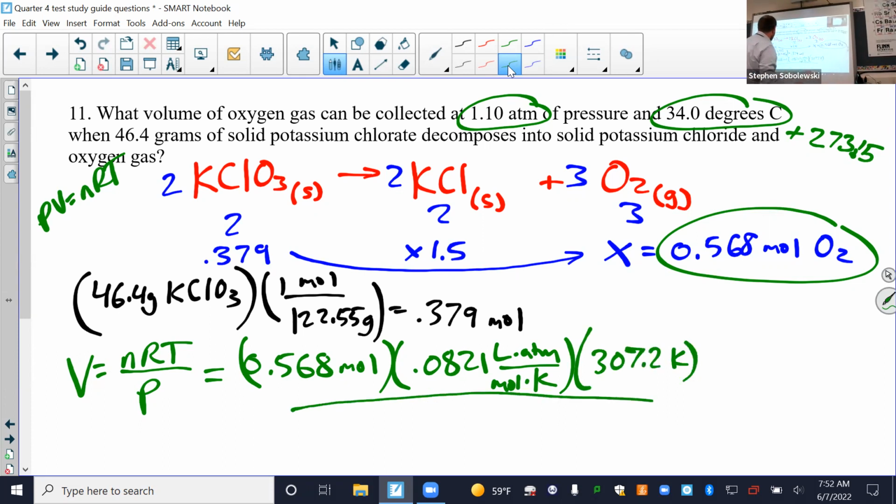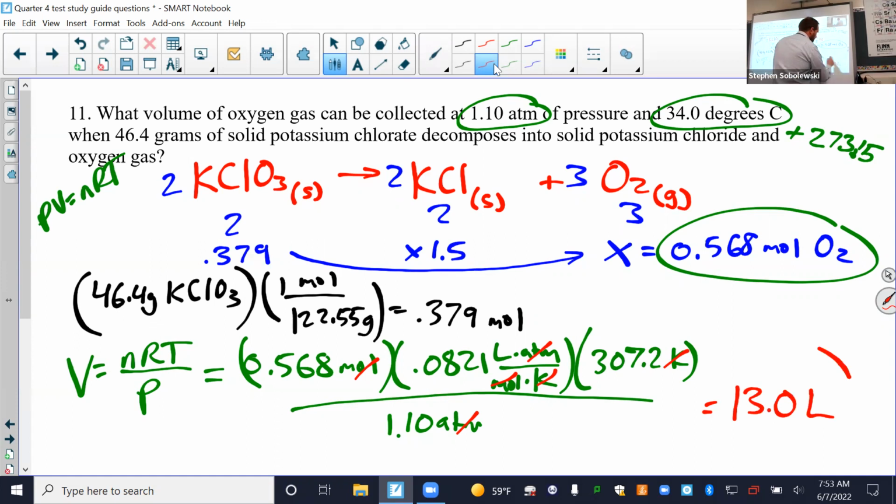We divide that by pressure, which has to be in atm, and it gave it in atm, 1.10 atm. Let's make sure: mole cancels mole, Kelvin cancels Kelvin, atm cancels atm. We're left with liters, which makes sense. Let's solve. 0.568 times 0.0821 times 307.2 divided by 1.10. Final answer, 13.0 liters. Checking sig figs, yes.